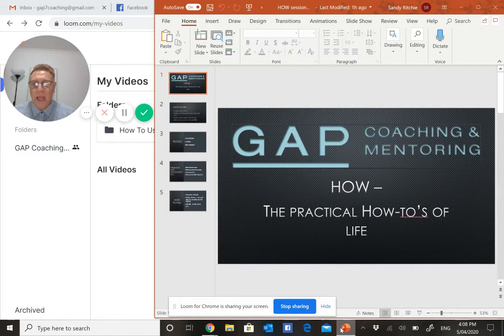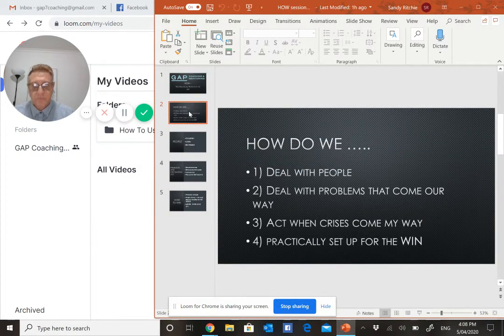Now, here are some of the hows, the practical how-tos of life that we're looking at today in this session. We're going to be looking at several things. There are lots of other hows that we could look at, but we're going to look at these 4 things. First of all, how do we deal with people? That's a massive question, something that can't be done in just one video, but we will cover a lot more of this over the year, over the period of time that you're with us as well. So how do we deal with people?